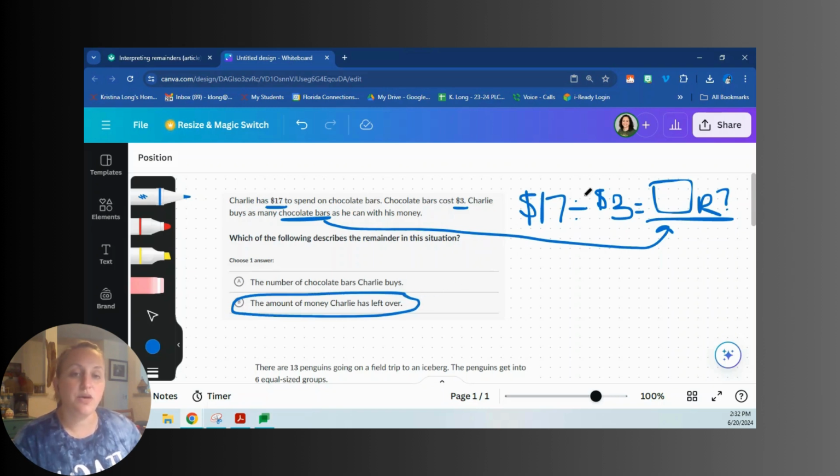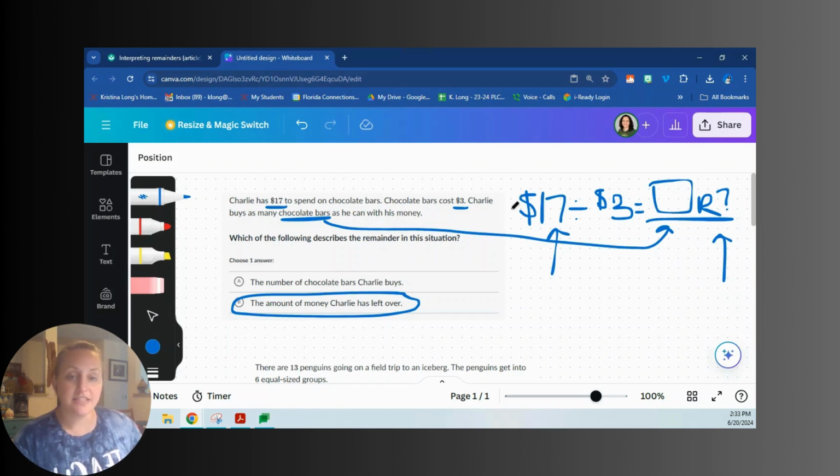And I want to tell you that whatever your divisor is, if it's money, your remainder is too. Your divisor and your remainder are going to be the same item. Okay. Your divisor and remainder are the same item. So if your divisor is cookies, your remainder is cookies. If your divisor is apples, your remainder is apples. If your divisor is students, your remainder is students.